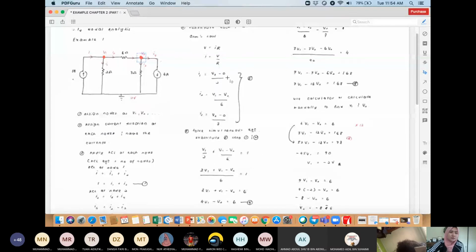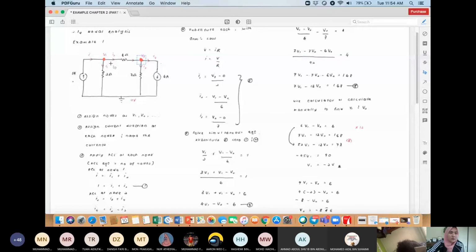Now I1 is over here. Using Ohm's law, I1 is actually V1 minus 0. Why 0? Because at this point, this is equal to 0 volt, because this is connected to ground. That's why it is V1 minus 0, divided by the resistor, which is 2. Get it?